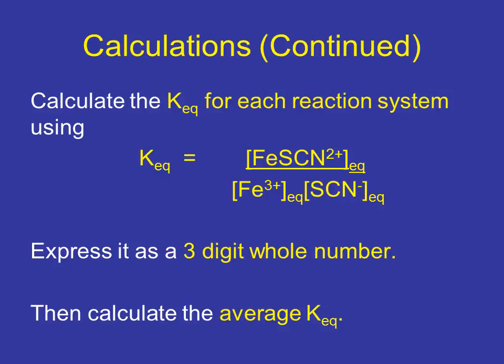Use the following equation to calculate the KEQ for each reaction system, which is equal to the thiocyanate iron concentration at equilibrium as calculated using the slope from the graph and the absorbance, divided by the product of the iron 3 concentration at equilibrium and the thiocyanate ion concentration at equilibrium. Express the result of your equilibrium constant calculation as a 3-digit whole number, and then use those to calculate the average equilibrium constant for this experiment.